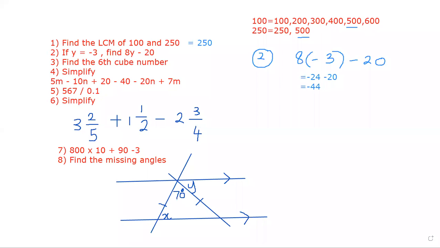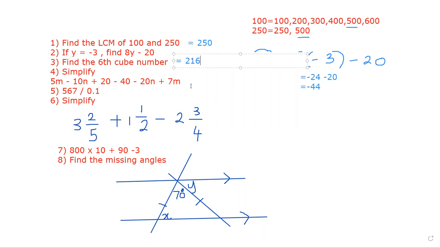Okay. Right. We'll see the third one. Find the sixth cube number. We know the cube numbers means the same number you have to multiply 3 times. So 6 into 6 into 6. So that is how we find the cube numbers. So you can take 6 into 6, it's 36. 36 into 6, it's 216, right? That is how we find it. Then you're getting your sixth cube number as 216.